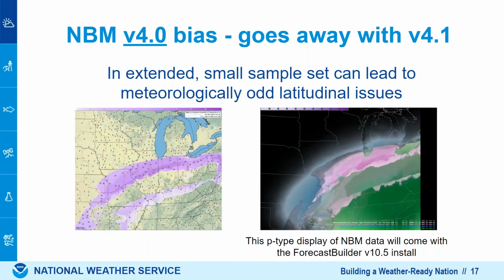I did want to note that this p-type display on the right will be something that we'll include in the Forecast Builder version 10.5 install. That was courtesy of Greg Mann at Detroit, who created that, so we're going to try and get that out to everybody.